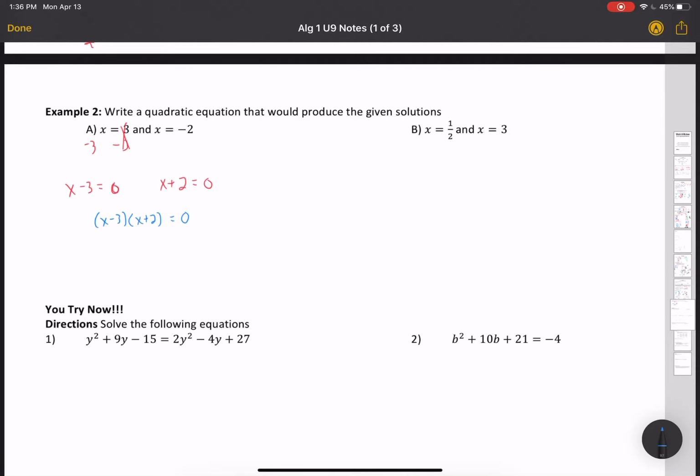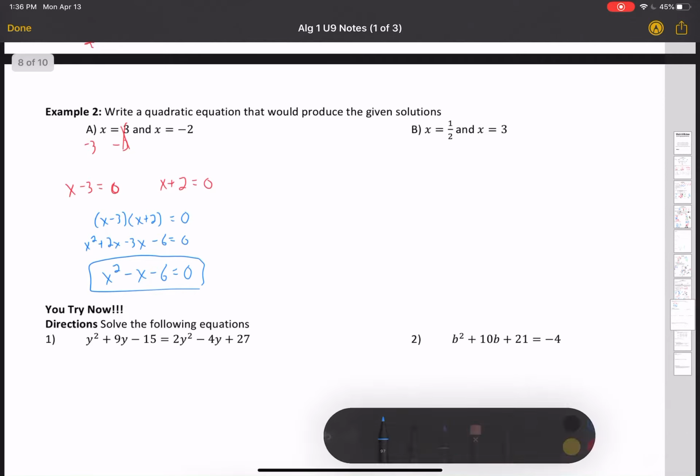Okay, you see how all we're doing is working backwards. Then we just need to multiply these together. So we have x squared plus 2x minus 3x minus 6 equals 0. So we'll have x squared minus x minus 6 equals 0. That is a quadratic equation that when I solve by factoring, I would get x equals 3 and x equals negative 2.